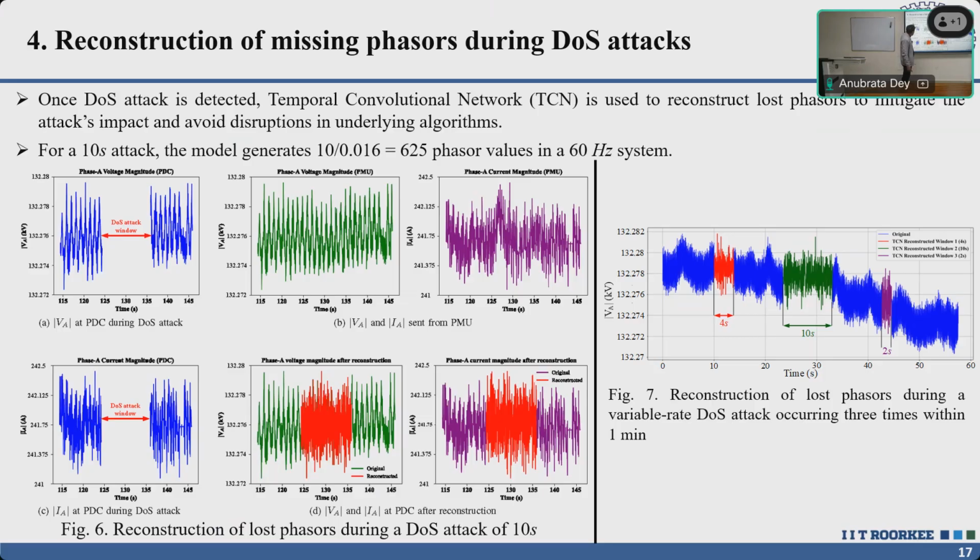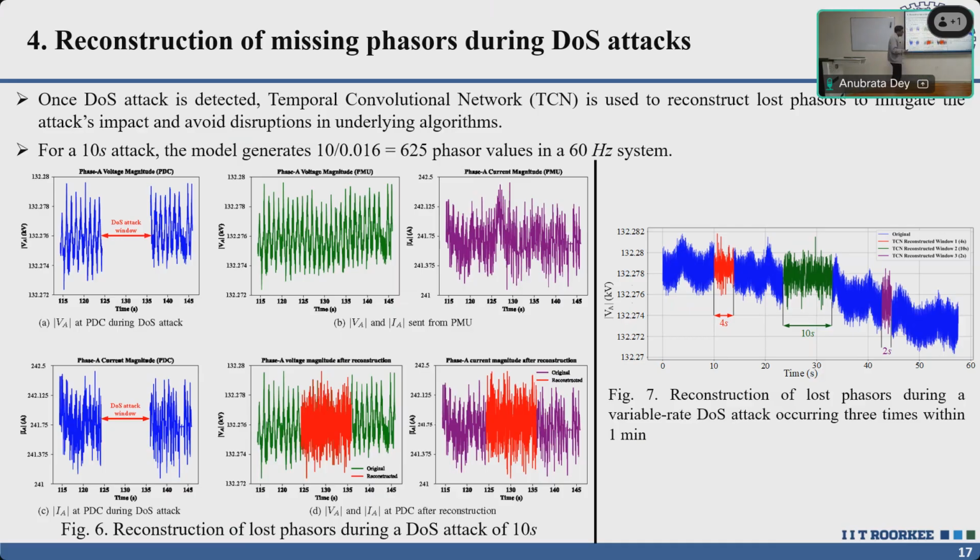So for example, let us consider the DOS attack is for a period of 10 seconds. Obviously the model has to generate this many phasors, 10 seconds divided by the time period. Here I have considered 60 hertz. So at 60 hertz, one cycle is 16.66 milliseconds. You can consider 50 hertz also. Then you have 0.02, and you have to generate 500 phasors like that. So this many phasors you have to generate.